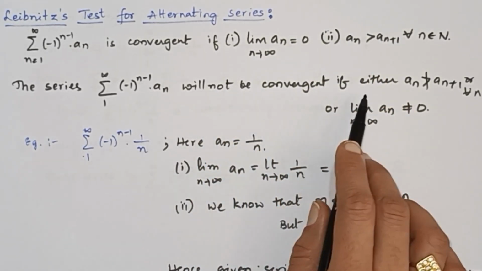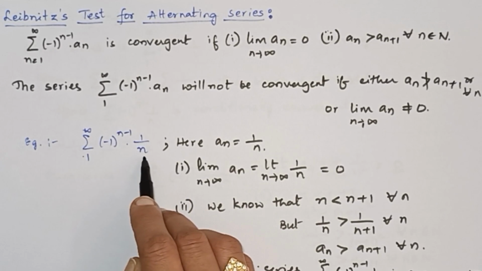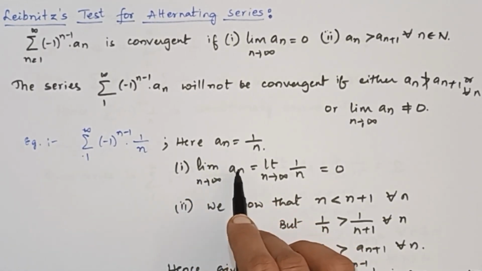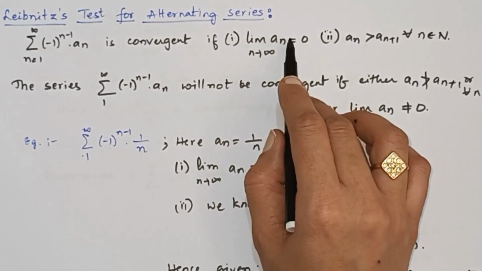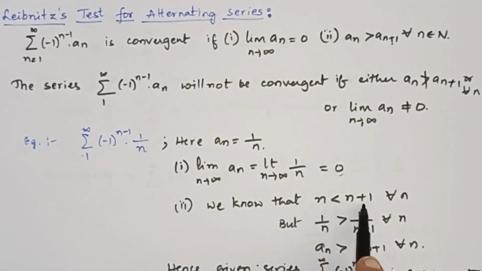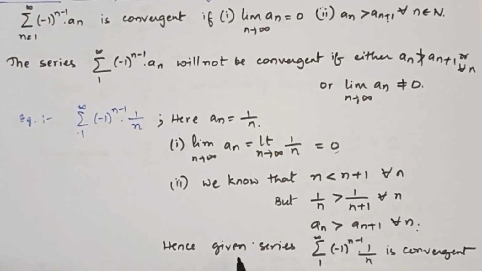For example, (-1)^(n-1) into 1 by n. Here, an is 1 by n. Limit n tends to infinity of 1 by n is 1 by infinity, which is 0. So the first condition is satisfied. Now for the second condition, we know that n is less than n plus 1 for all n. Take the reciprocal: 1 by n is greater than 1 by n plus 1 for all n. That is nothing but an is greater than a(n+1) for all n. Hence, the given series is convergent using the Leibniz test for alternating series.